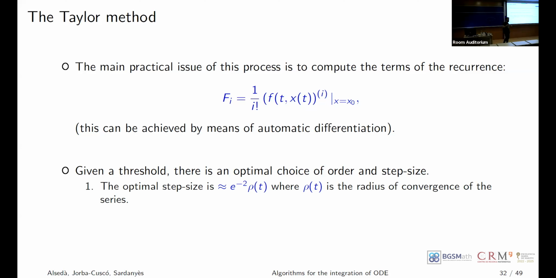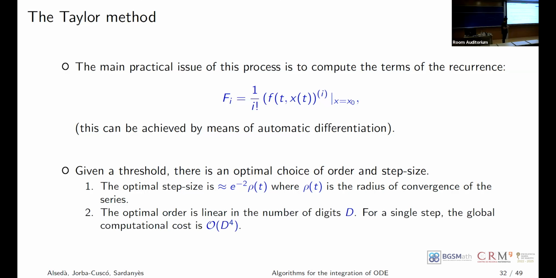can be computed. There is an optimal step size and an optimal order, and for the optimal step size, you only have to estimate the radius of convergence of the series, and this is very easy. You have to look at the last term of the series and use the square root criterion or whatever. So that's very, very nice, to know the optimal step size easily.